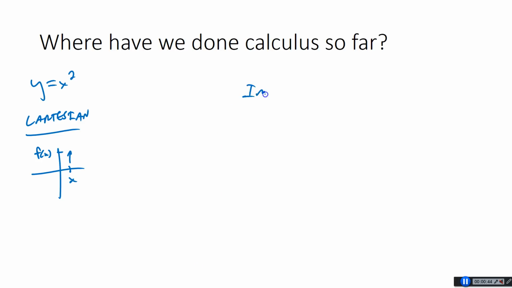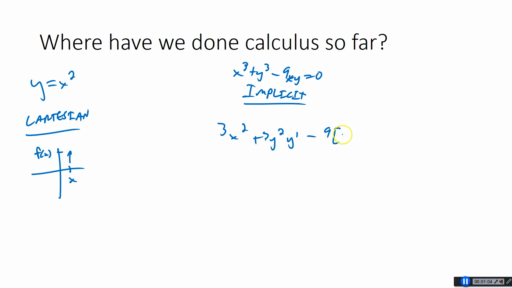Another thing we've done is implicit. So implicit we did back in, I don't know, chapter 3, chapter 4, somewhere in there. That's like x cubed plus y cubed minus 9xy equals 0. Right, so we did the derivative on this. Remember, we had to do all the chaining. It was like 3x squared plus 3y squared y prime minus 9. Then we had to do product rule on this. So it would be y plus xy prime equals 0. And then we would have to factor out all the y primes and solve if we want to find the derivative, right? So that's really all we looked at so far.